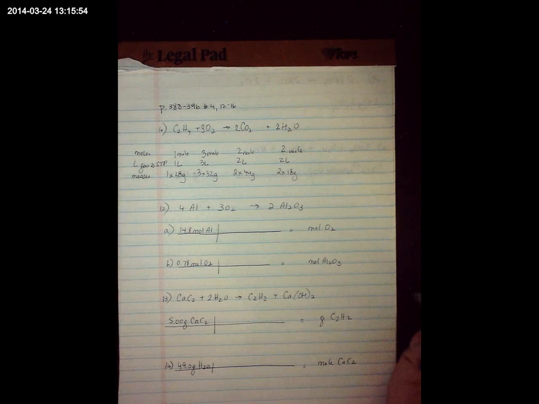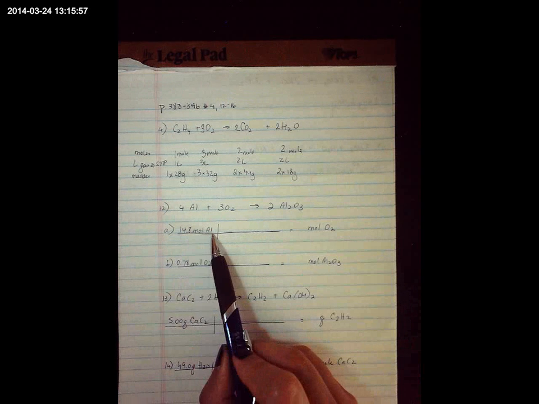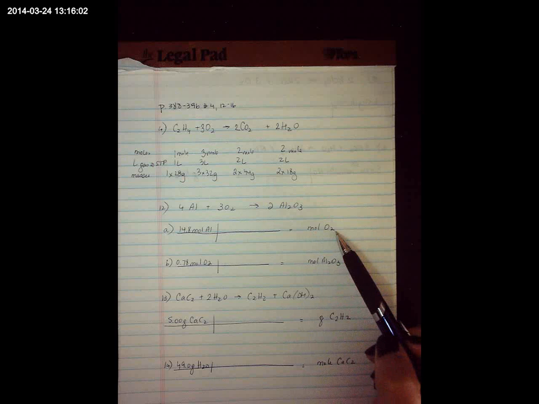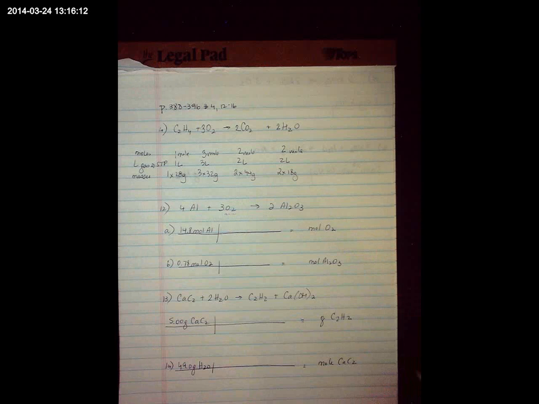So you see that I have the fence post set up with the given value in the upper left-hand corner and the unit for what they want on the far right. And you notice when they ask how many moles of oxygen, I didn't just write mole O. I wrote mole O2 because that's the way it was written in the formula. All right? Okay.